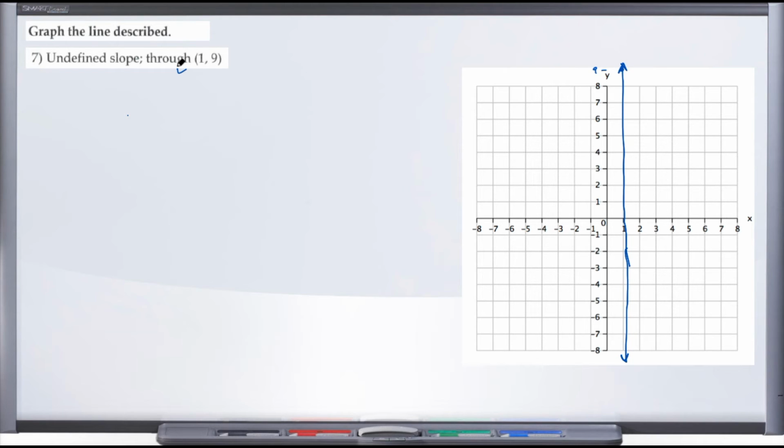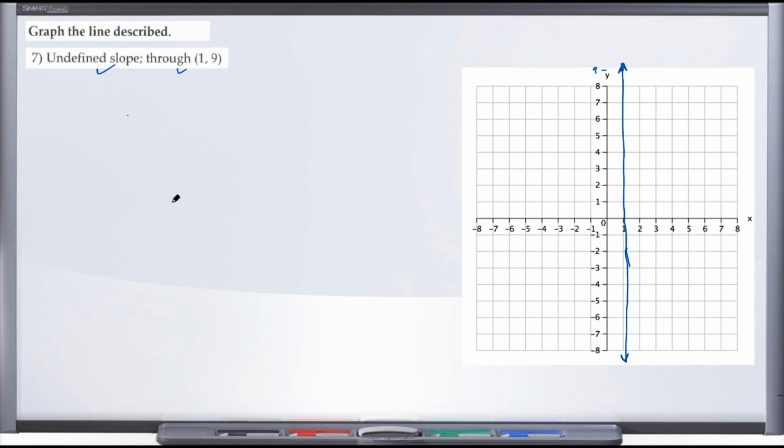We're taking this information, so this line goes through (1, 9). It is undefined, which means it's a vertical line, and so we simply draw a vertical line on our rectangular coordinate system, and there we have it. We have graphed the line described. So don't make these any more difficult than they have to be.